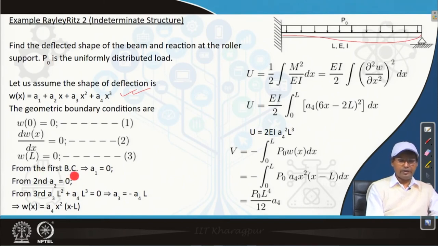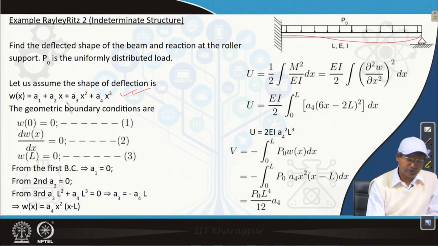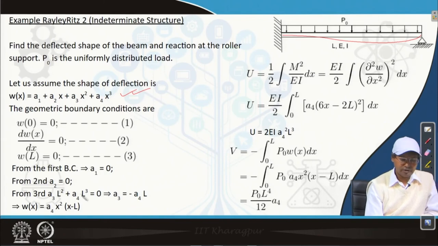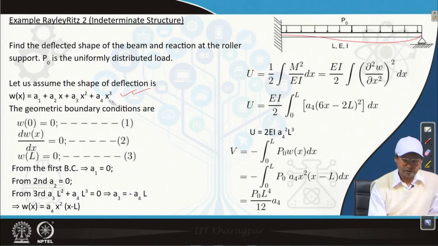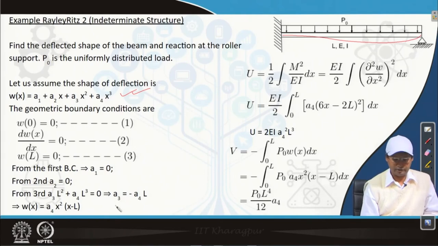First, the boundary condition. If we implement this boundary condition, that gives us a 1 is equal to 0, because all the others are going to 0. For the second boundary condition, if we implement it, that is the derivative. So this also will become 0, this is already 0, that gives us a 2 will become 0. And then the third one gives us a relation between a 3 and a 4, and that is a 3 is equal to minus a 4 l.